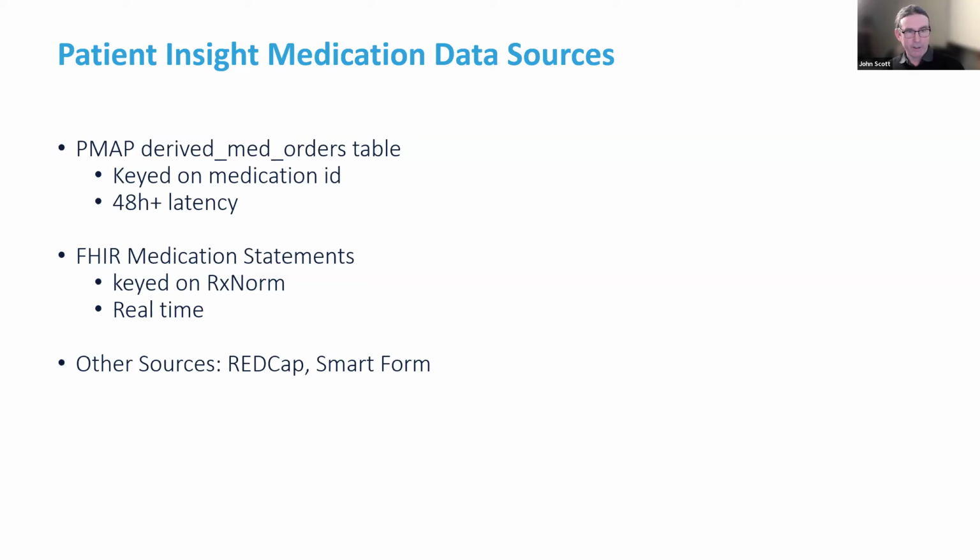So FHIR, again, is keyed on RxNorm, which you heard about. It's real time. And then some of our COEs use data from other sources. Multiple sclerosis has data in smart forms, so does myositis. Scleroderma has it in REDCap. All of these data come in and we sort of harmonize them and put them together.